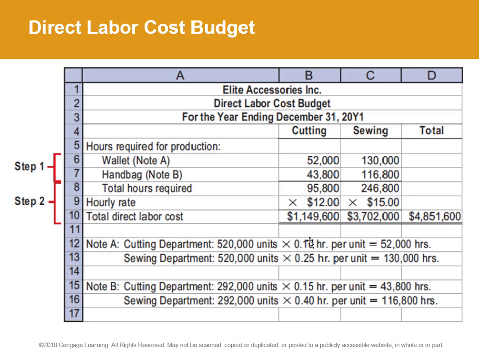Times the hourly rate gives us our total direct labor cost budget, almost $5 million. And these poor people aren't making any money. You know what I mean? An hourly rate of $12 an hour.